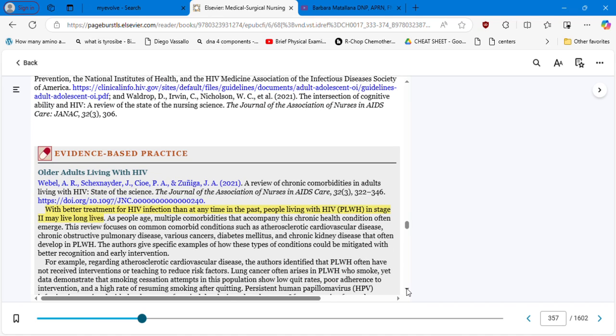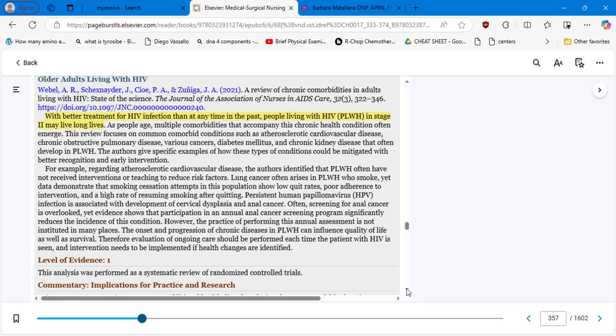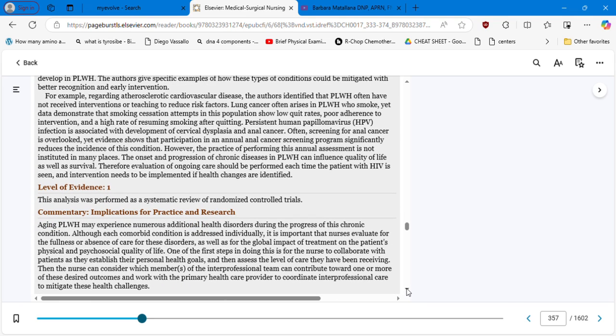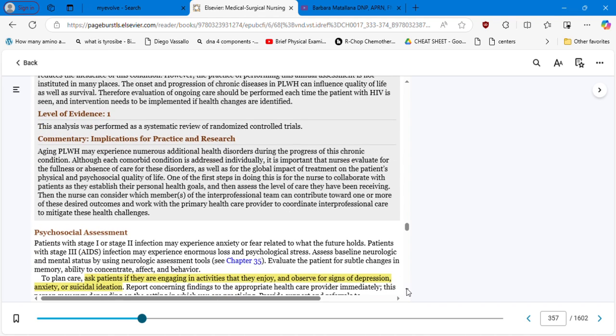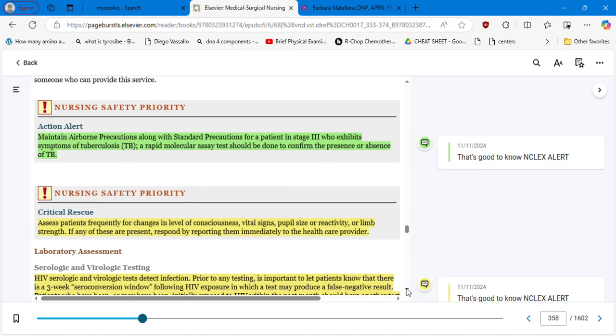So you have the older adults living with HIV. This is another good reading for you. With better treatment for HIV infection than at any time in the past, people living with HIV in stage 2 may live long lives. As I told you, if they have early diagnosis and follow their treatment, sometimes the viral load does not change and they are asymptomatic, right? Important is the psychosocial assessment: ask patients if they are engaging in activities that they enjoy and observe for signs of depression, anxiety, or suicidal ideation, especially in HIV, which right now is treatable. People are living with this condition, right? Before, people had the idea that the condition was fatal, right? But it's all about assessing how the patient feels.